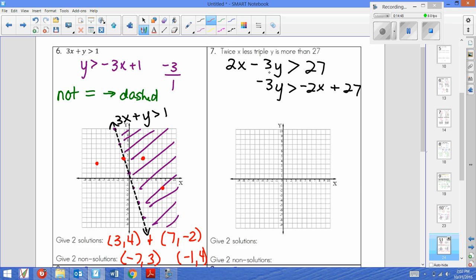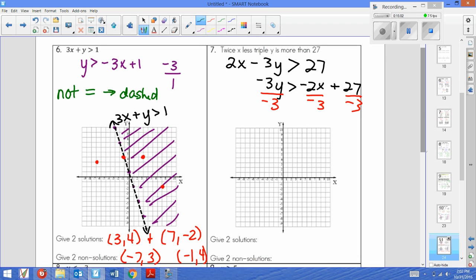Next step of the way, let's divide to get rid of that -3. But wait a minute, we are dividing by a negative. So what happens to our inequality sign? That's right. You're going to flip that inequality sign. So y is less than 2/3 x minus 9.